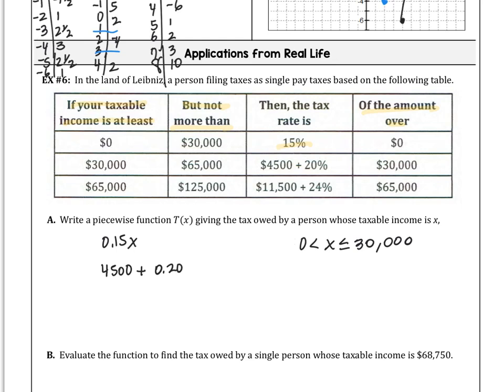Okay. The next one would be, well, we've got 4,500 plus 20% of X, but it's not all of it. It's only on the amount over 30,000. So I have to say X minus 30,000 right here.